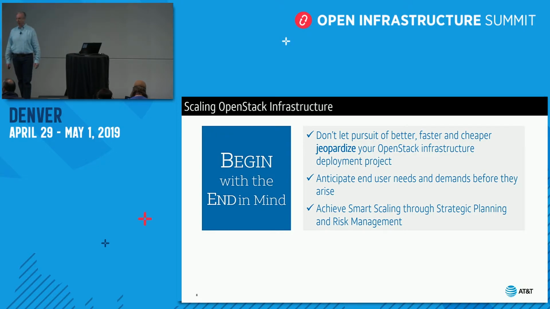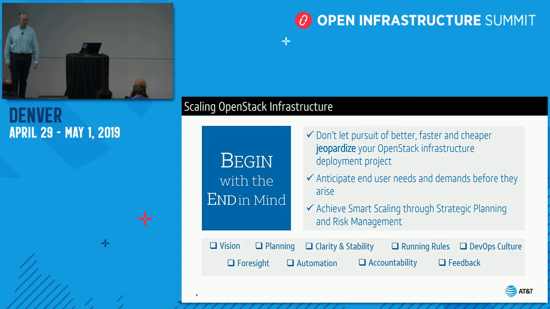And then anticipate the end user needs and demands before they arise. And then scale smart through strategic planning and risk management. Use things like vision, planning, stability and clarity, running rules, DevOps culture, foresight, automation, accountability, and constant feedback in your deployment processes. And you will find that you can successfully achieve scale at a fairly rapid pace.